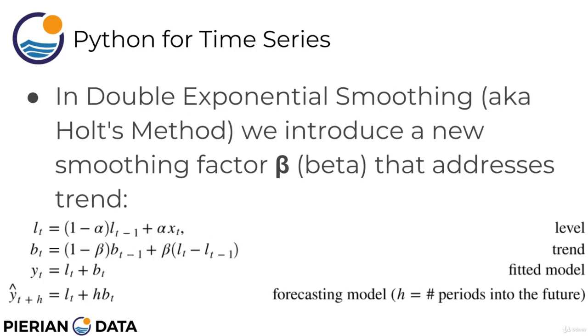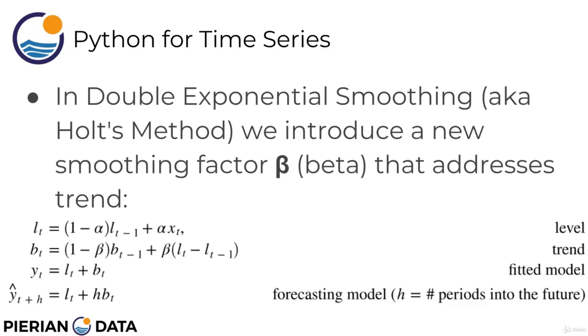So let's break this down. The equation gets a little smaller here, but we've labeled everything. We now have these two separate components of the fitted model. We're going to say that our model, y sub t, the actual value of y at any given time t, is going to be equal to L sub t plus B sub t, which basically indicates that we have this level component plus some trend component.